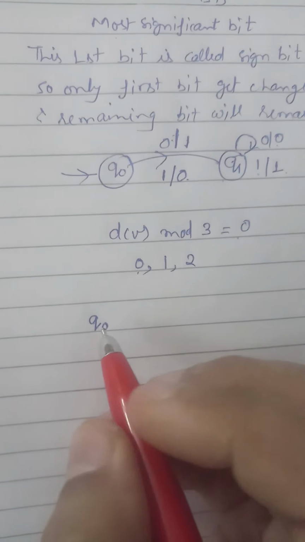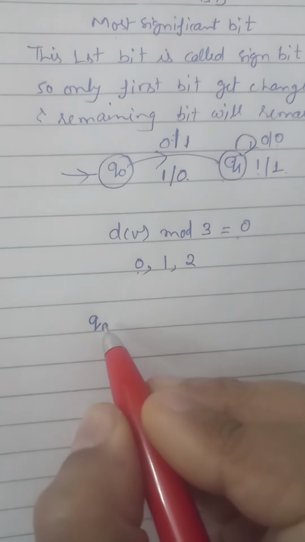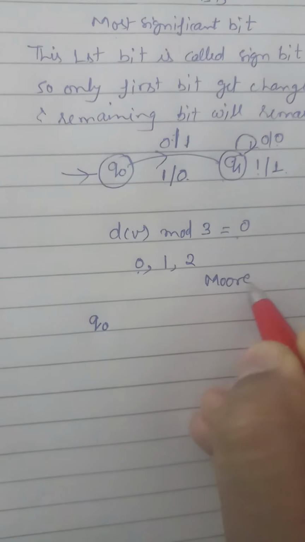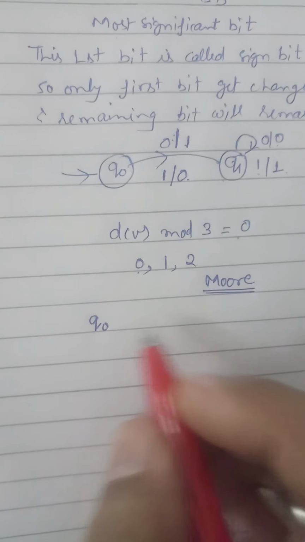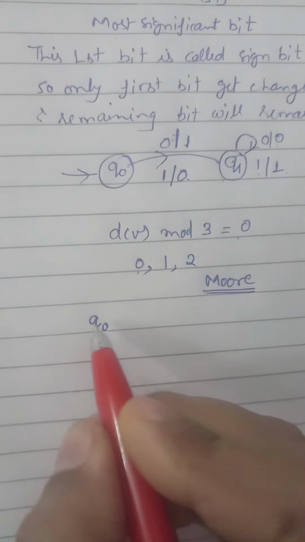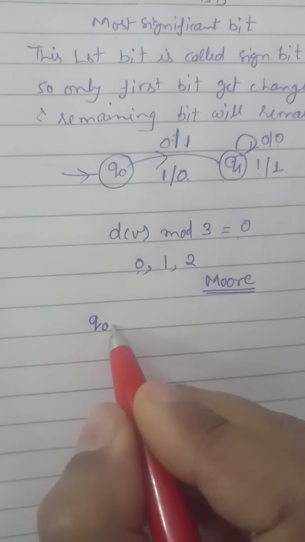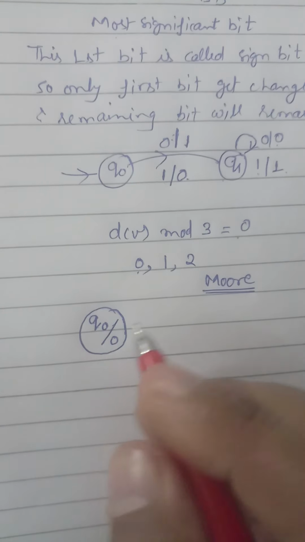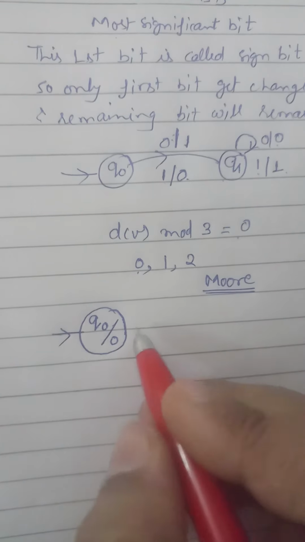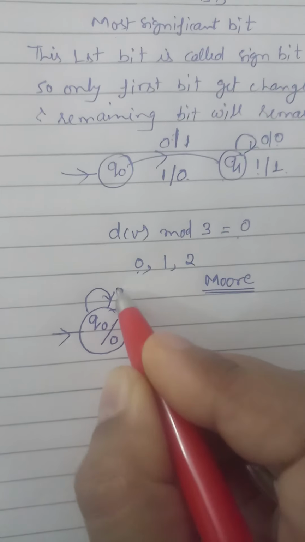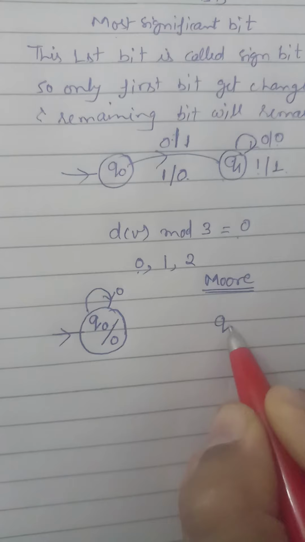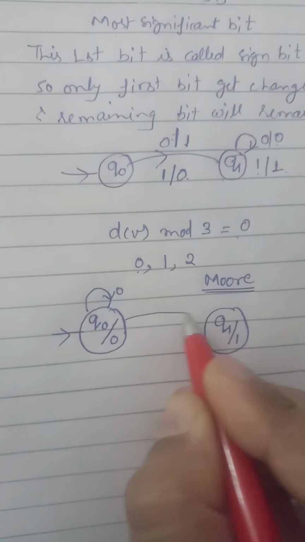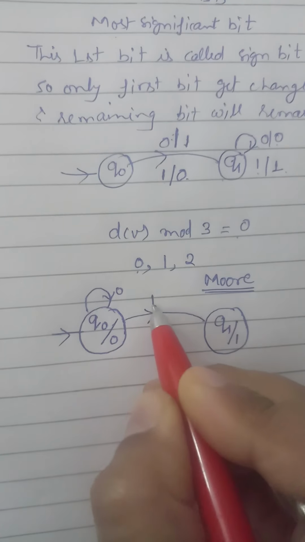Start with the initial state Q0. We are going to make it with a Moore machine. This will be easy for us. So start with the initial state Q0 with 0 output. For 0 there is a loop on Q0, and Q0 to Q1 for 1, with 1 output.